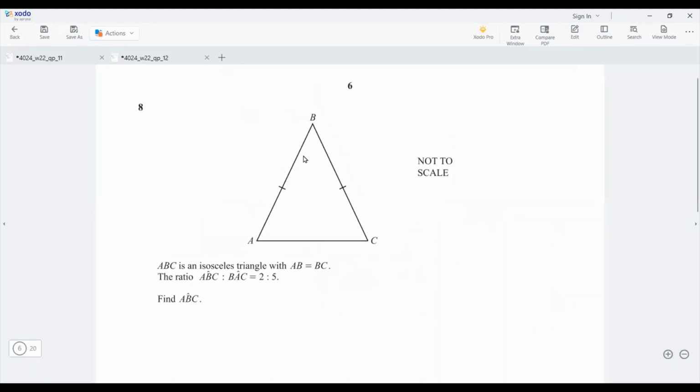So in this type of question, they have mentioned it's an isosceles triangle. In an isosceles triangle, two of the sides are equal. They've already mentioned that AB equals BC in length, and they mentioned angle ABC has a ratio with BAC of 2:5. What does this mean? This means that ABC is this angle and it has a ratio of 2. And BAC is this angle and it has a ratio of 5.